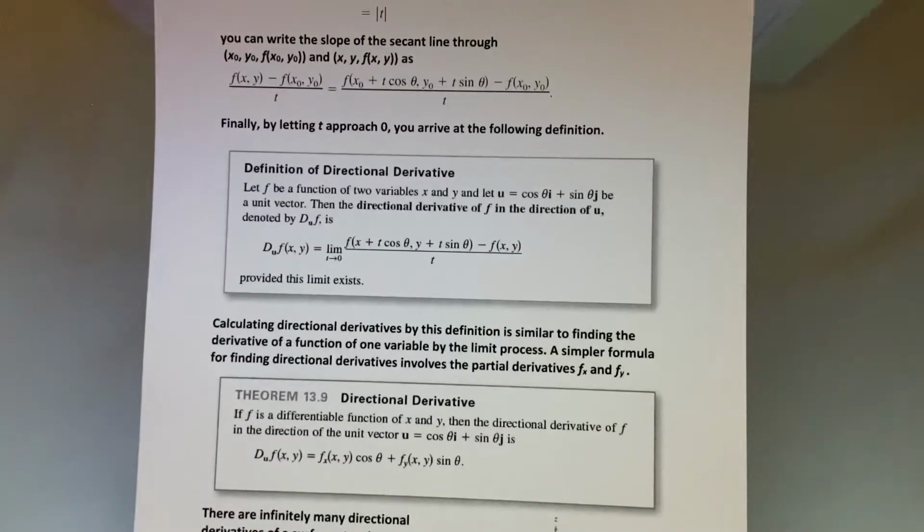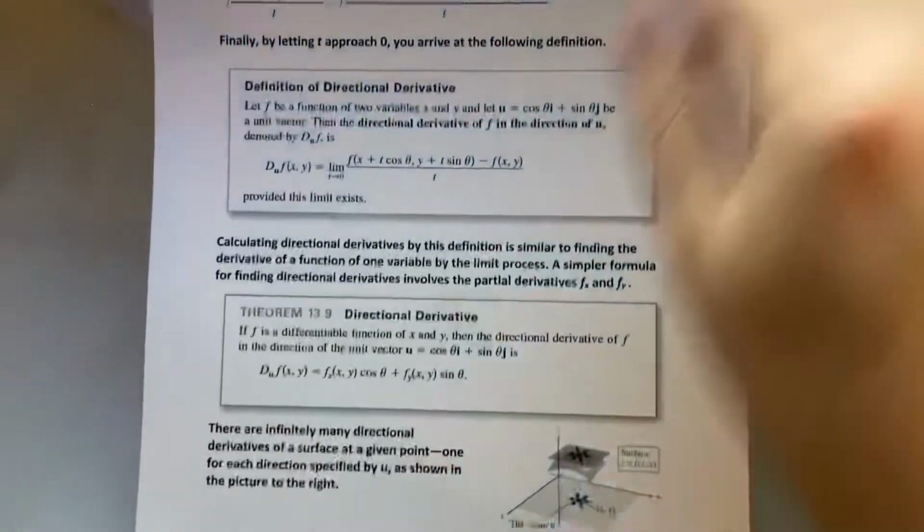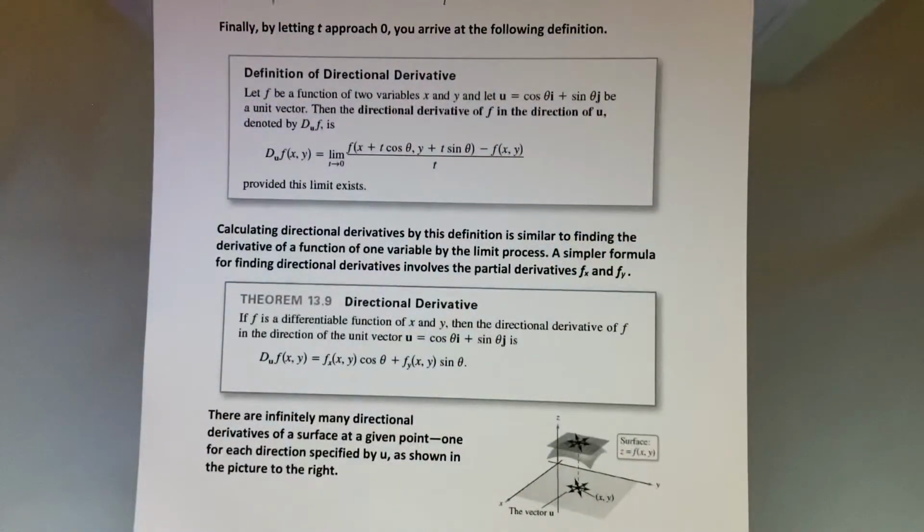Calculating directional derivatives is similar to finding a derivative of a function of one variable by the limit process. However, a simple formula can be used to find this because we don't want to necessarily use the limit definition. If f is a differentiable function of x and y, then the directional derivative of f in the direction of the unit vector u is D_u f of x, y is the x partial derivative of x, y times cosine theta plus the y partial derivative times sine theta.